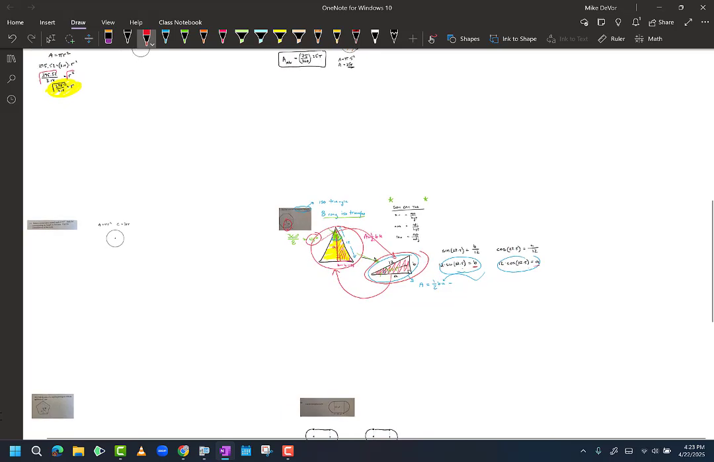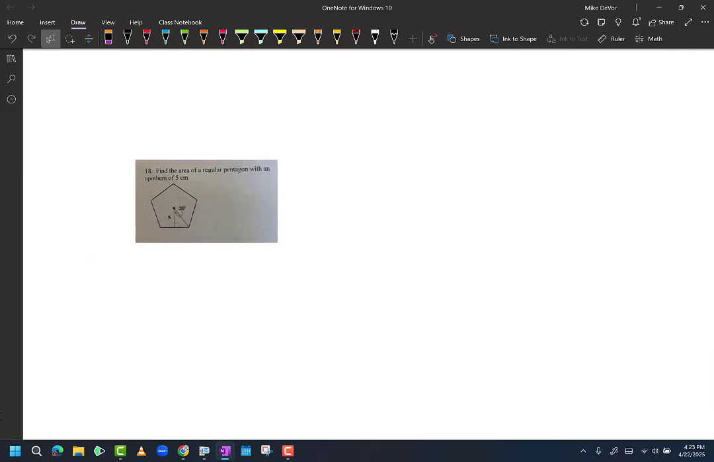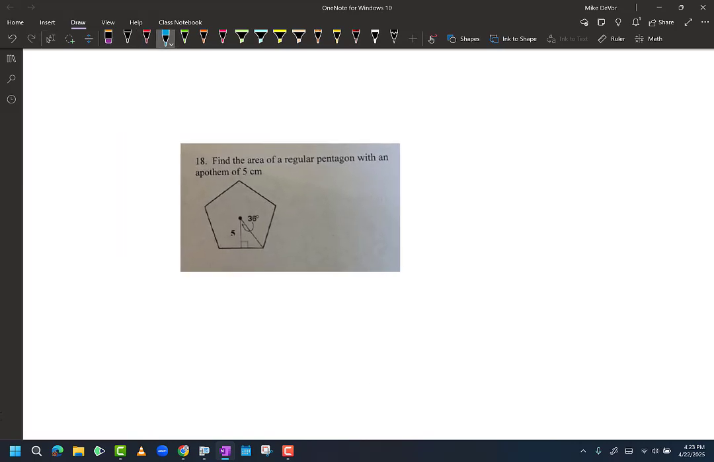Okay, let's see. Another one with a regular pentagon, and it says the apothem of 5. The apothem of 5, again, is giving us this height here. So now it's giving us this right triangle. I'm going to redraw this right triangle, saying this is 36 degrees, there's our right angle, and this is 5.